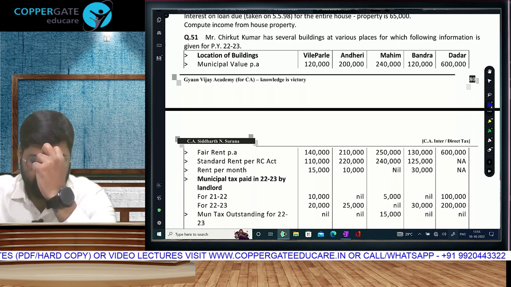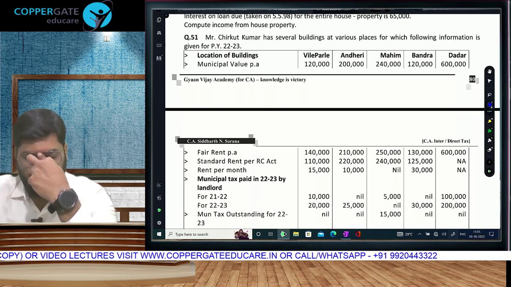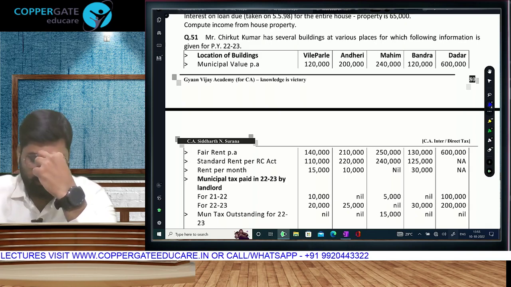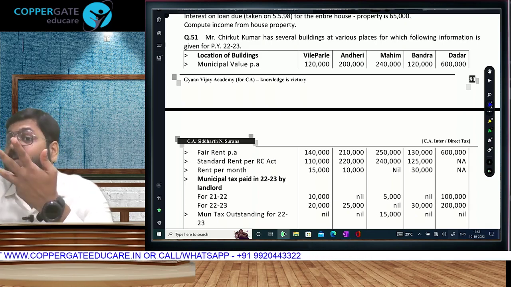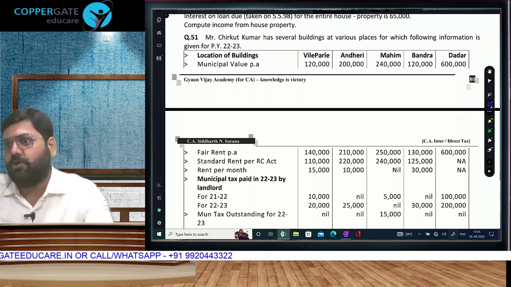क्या क्या दिया? Municipal value per annum. Okay. Fair rent per annum. Okay. Standard rent as per RC Act. Rent Control Act. हाँ. Rent per month. Municipal tax. सुनो, that means municipal valuation, fair rent, standard rent and actual rent. And this data has to be given. Without this you cannot solve only.